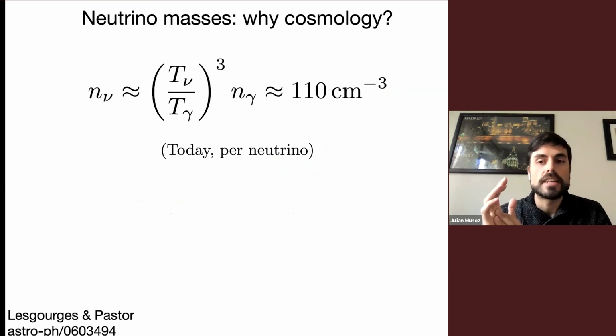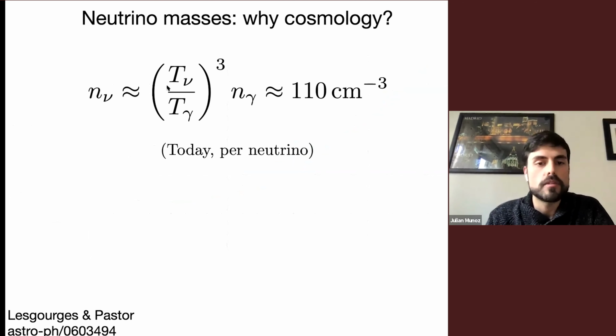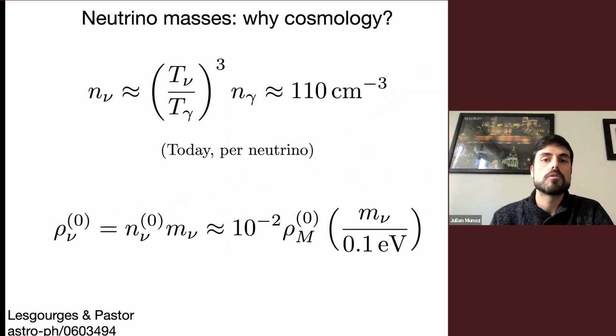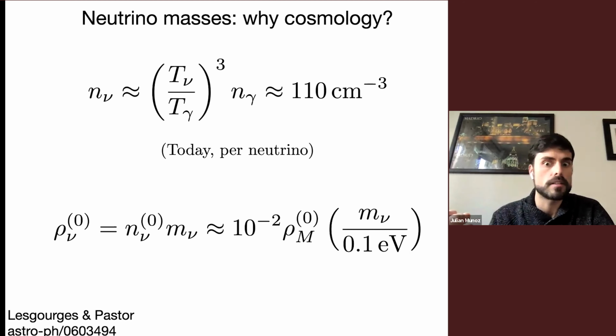So you can ask, why use cosmology rather than lab? And the short answer is that there are a lot of neutrinos in cosmology. You can roughly calculate the number density to be the ratio of temperatures cubed to the photons, about 10^2 per cubic centimeter per neutrino. So it's a fair amount of them. They carry a large amount of energy density in radiation in the early universe. And if they become non-relativistic, they also carry some amount of energy density in their mass nowadays.